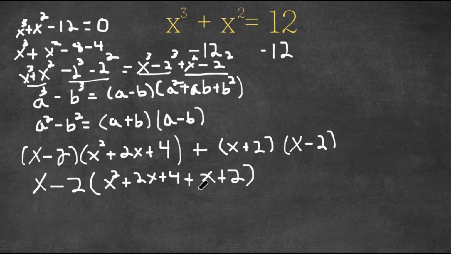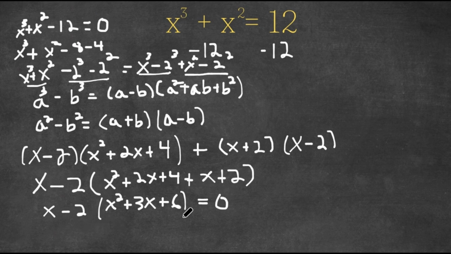And now if we add like terms here, we would get x squared plus 2x and x are like terms, so 2x plus x is 3x. And 4 and 2 are like terms, so 4 plus 2 is 6. So now we get x minus 2 times x squared plus 3x plus 6. And remember, this is equal to 0.